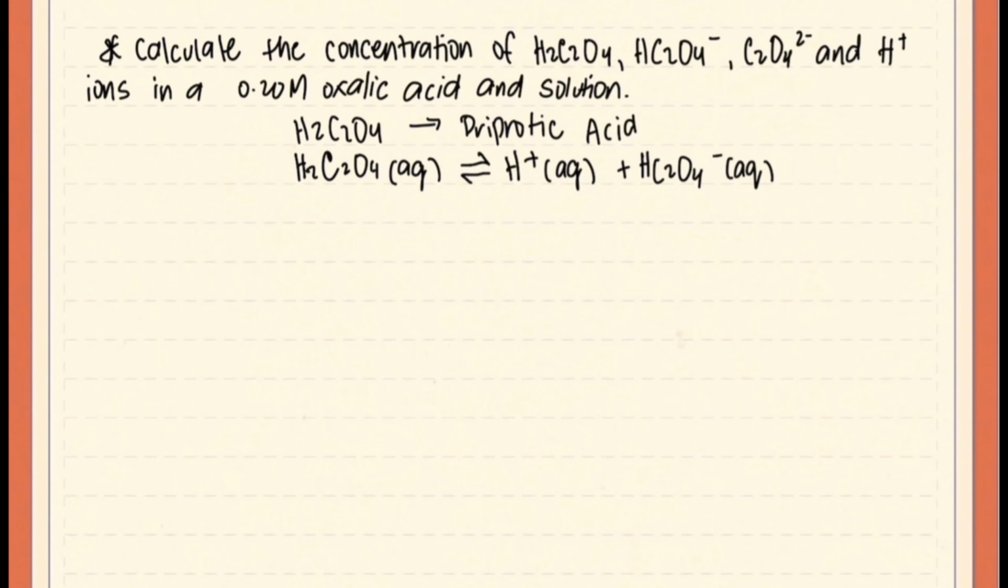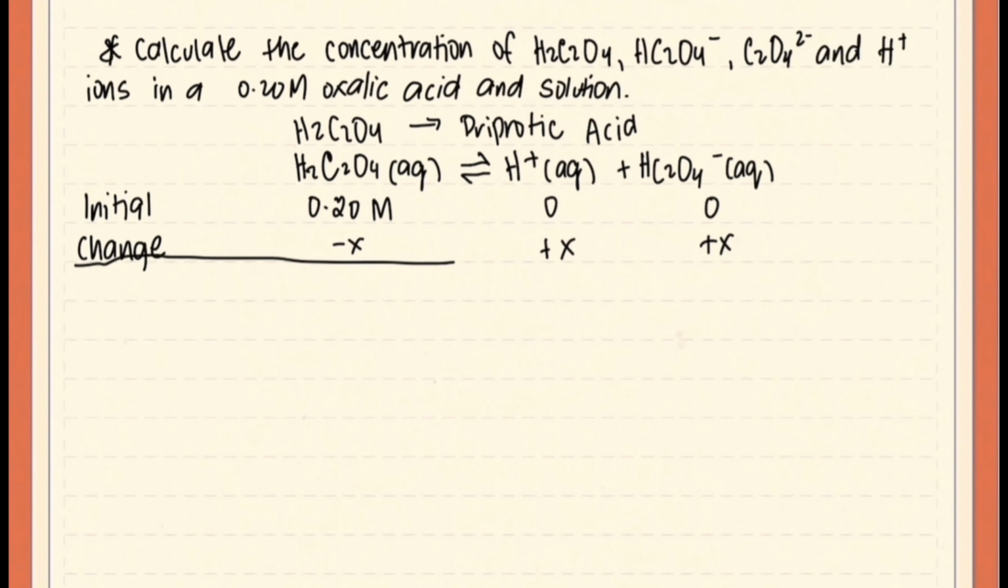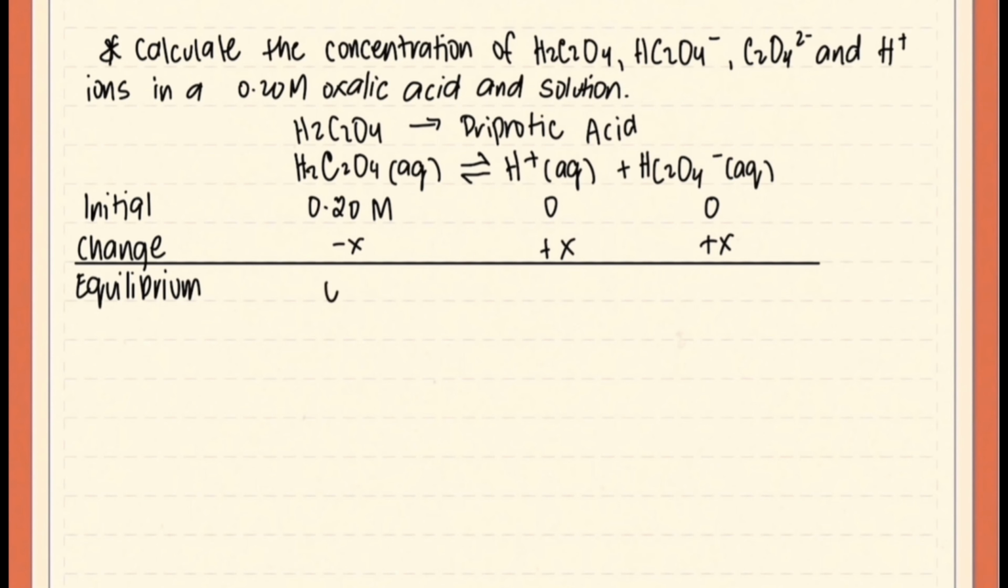First thing to do to solve this problem is to create an ICE table, which is the initial, change, and equilibrium table. The only quantity that is given in our problem is the concentration of our oxalic acid, which is 0.20 molars. So next, we denote our change in equilibrium using variable x. We will subtract it on our reactant side and add it on our product side. So now we can get the denoted values of the concentrations of our reactant and product at equilibrium.